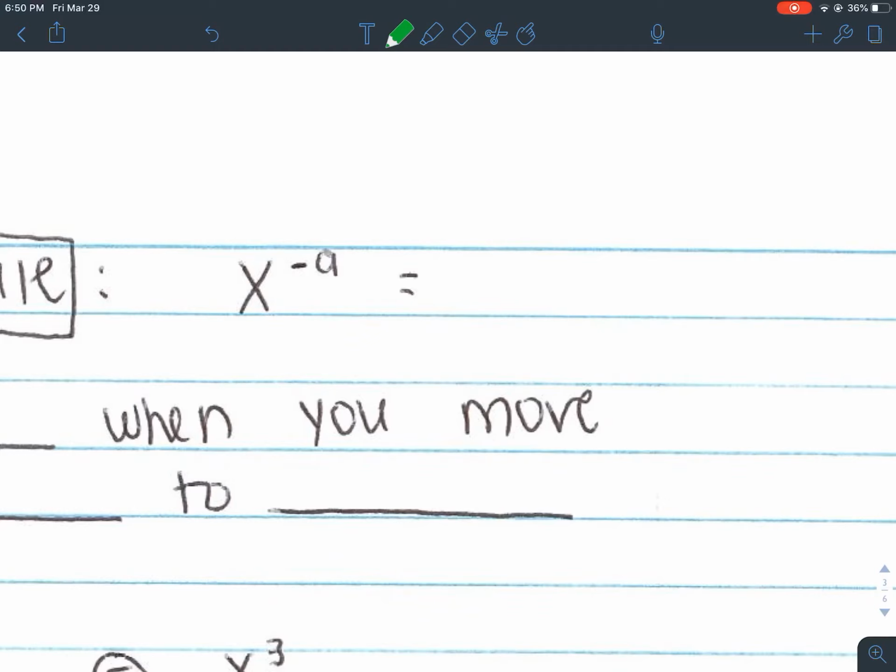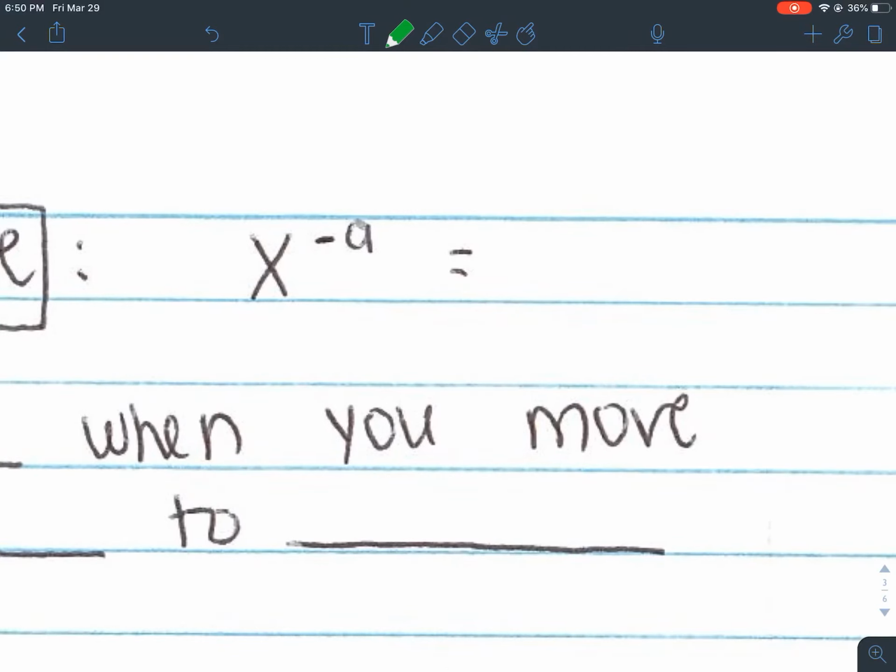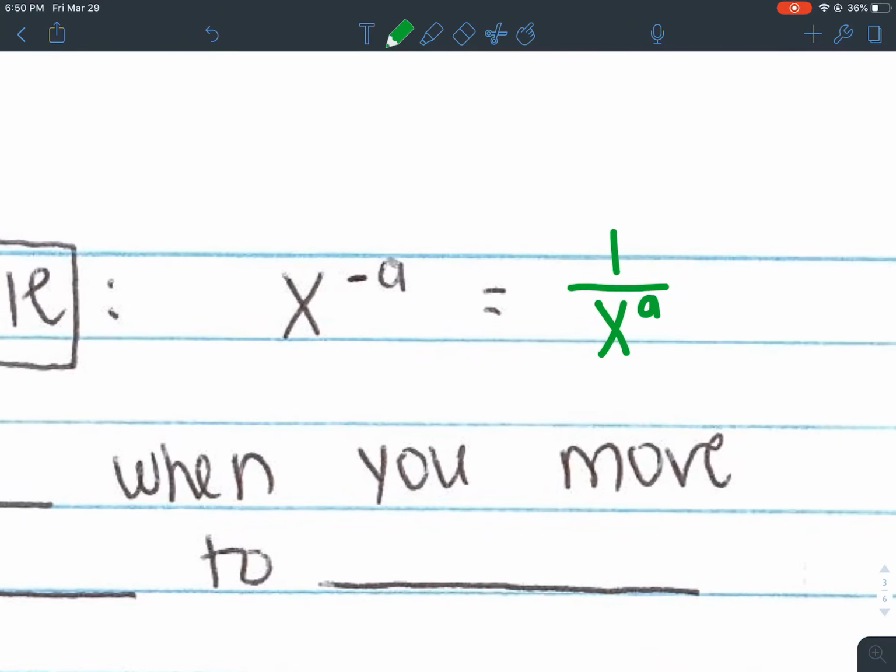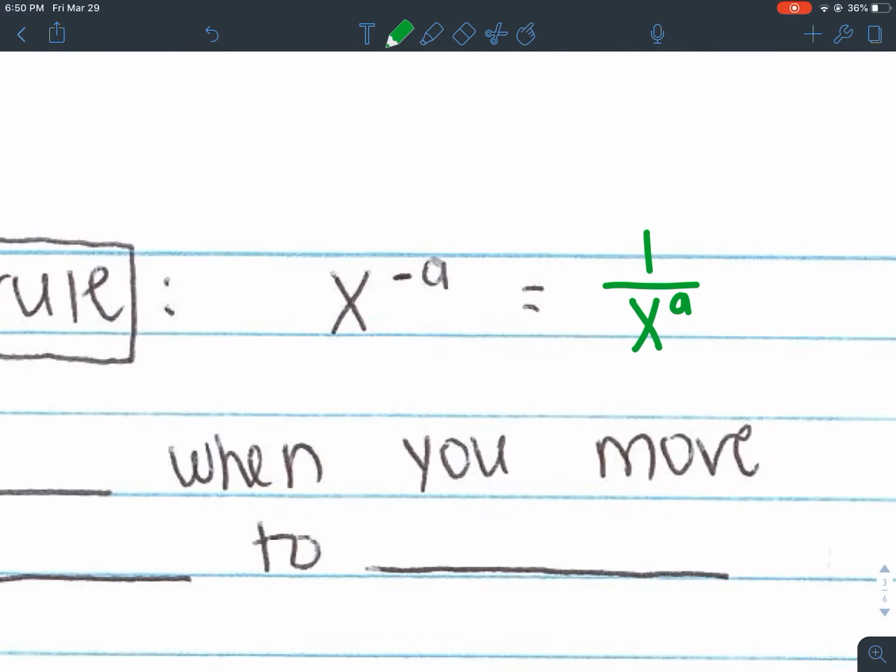But when you have something to the negative exponent, you're basically going to flip it to the other side of the fraction. So x to the negative a is technically over 1, okay? So you're going to flip it to the denominator instead of keeping it in the numerator. And when you do that, the exponent becomes positive, okay? Now it's 1 over x to the a.